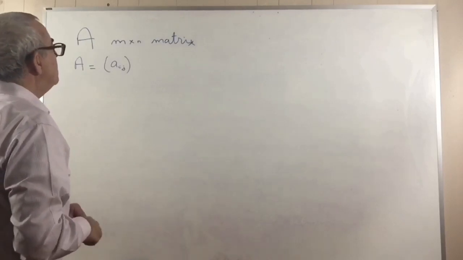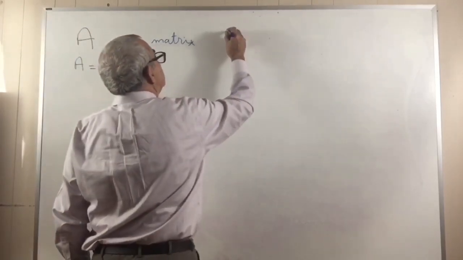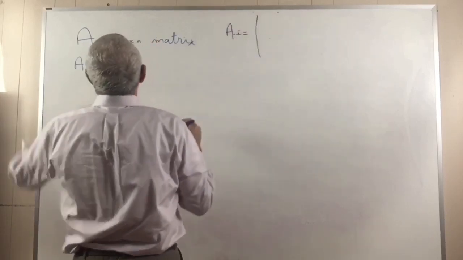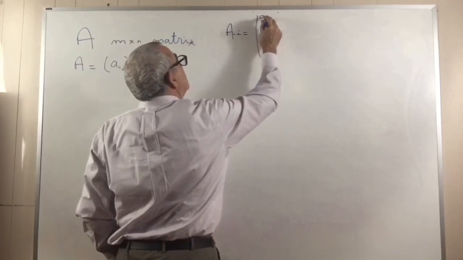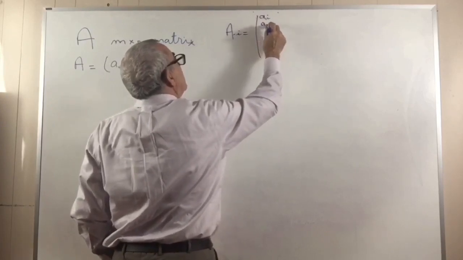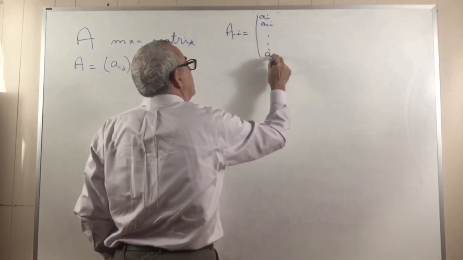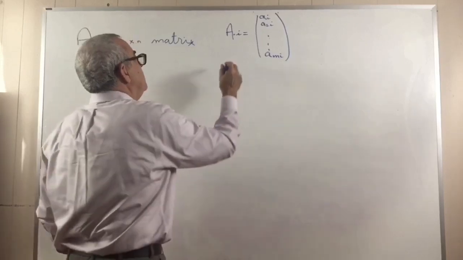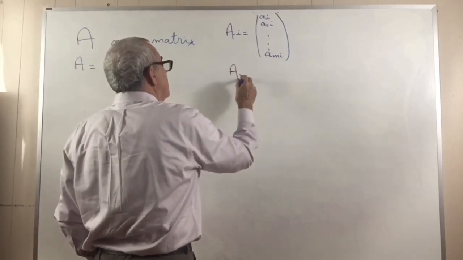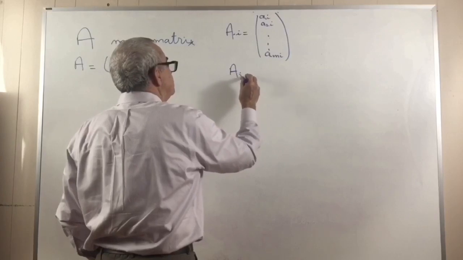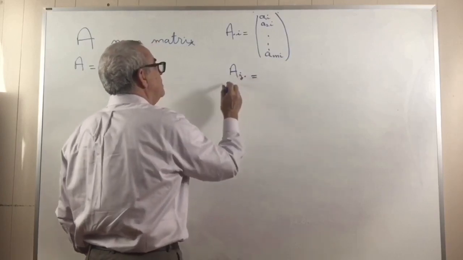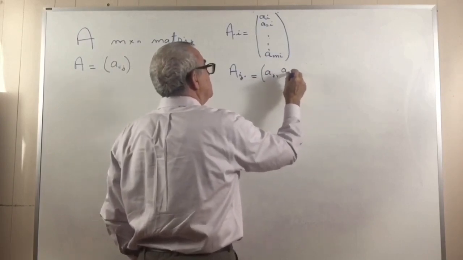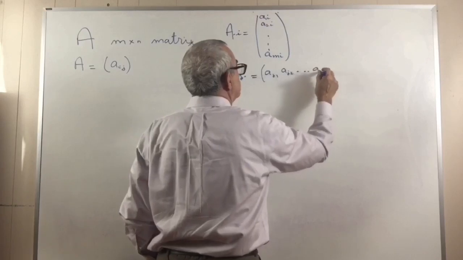Then I'm going to denote by A_·i the ith column of A. So it's just a_1i, a_2i, etc., a_mi. And similarly, A_j· is the jth row of A, which is a_j1, a_j2, etc., till a_jn.